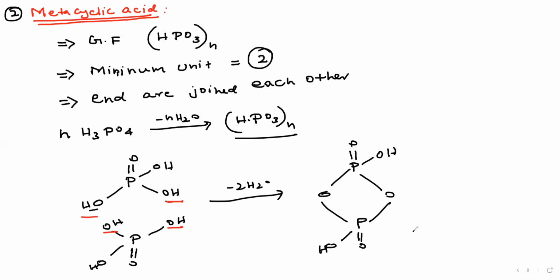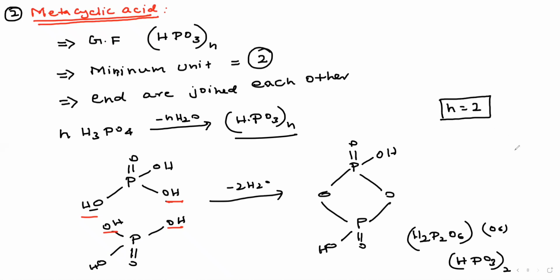What is the formula here? H2P2O6, or you also call this (HPO3) twice. Very important, please note. Okay. What is the n value? n is equal to 2, right? n is equal to 2 here. Understand? Here 1, 2, 3, 4, right? Listen, very important point, please note.